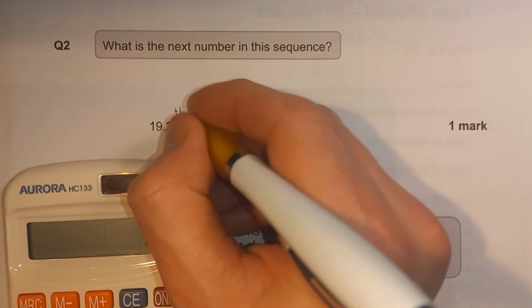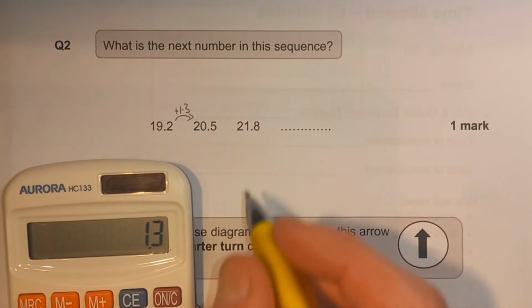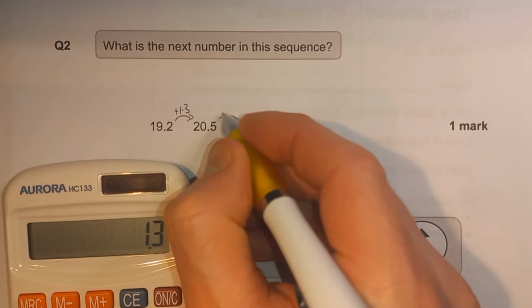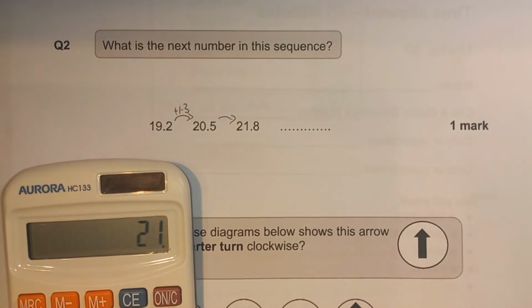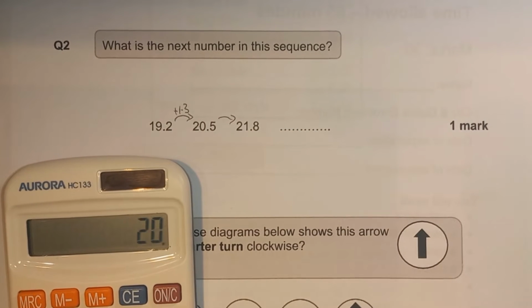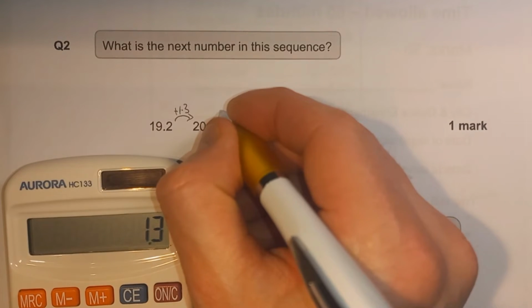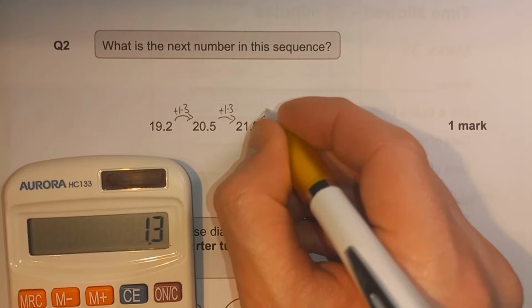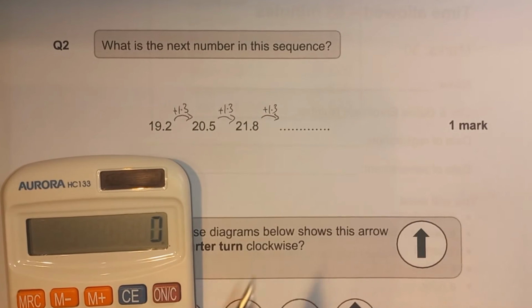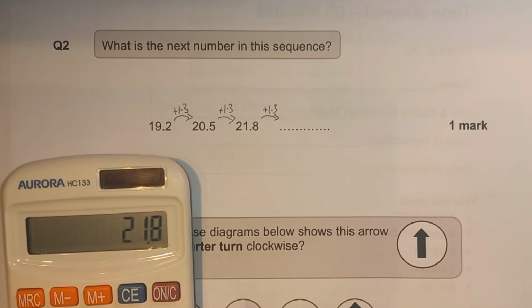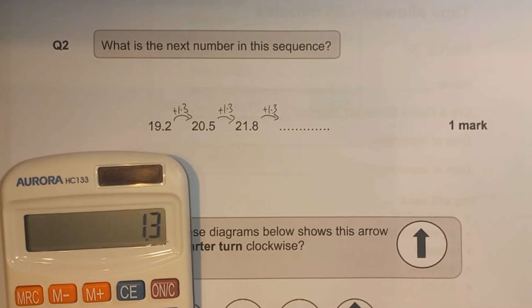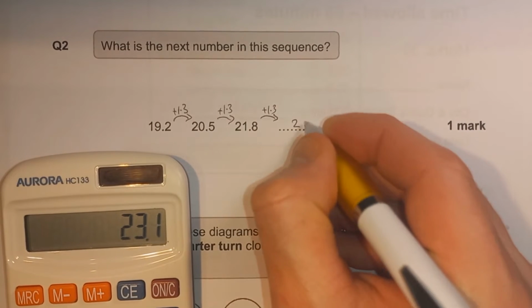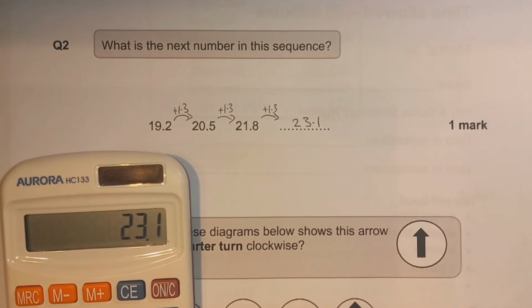And that means that what we're doing is we're adding on 1.3. And we can check that we're doing the same here as well. So if we do 21.8 minus 20.5, we get 1.3 again that's being added on. So we need to do exactly the same thing. Start with 21.8, add on 1.3, and we get 23.1.